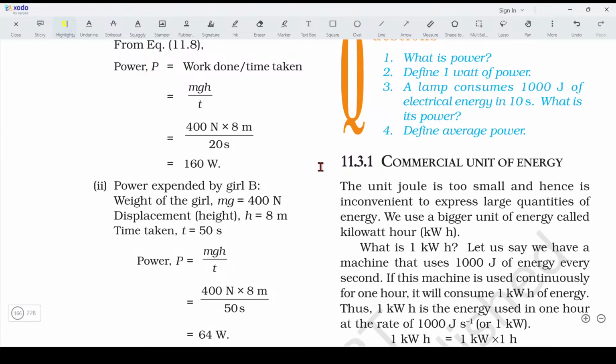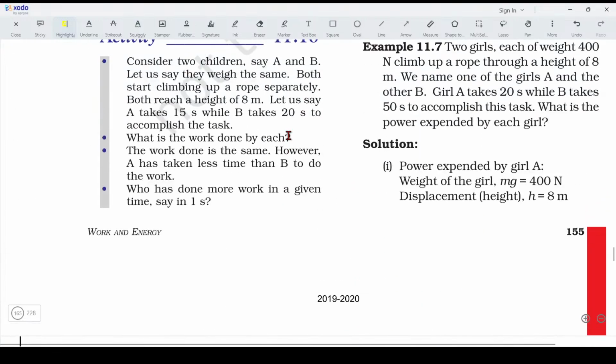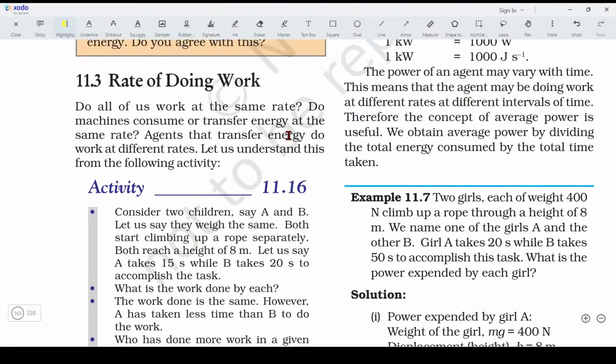Okay, what is power? Power is work upon time. 1 watt of power is 1 joule per second, J by S. This one, third one, what is the power? 100. Very good. What is average power? Total work upon total time. Total work done by total time.